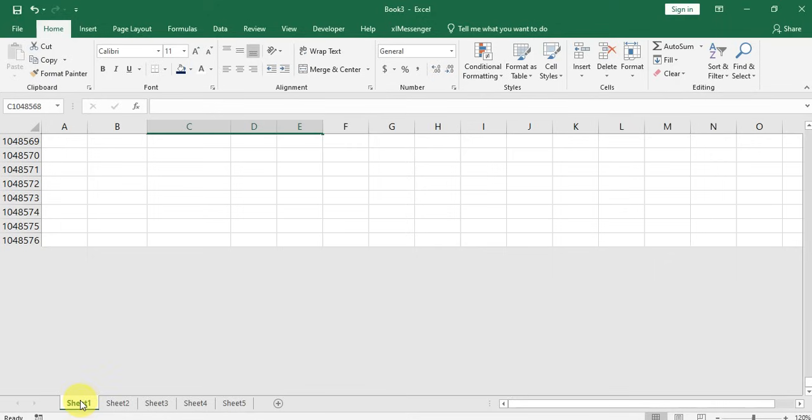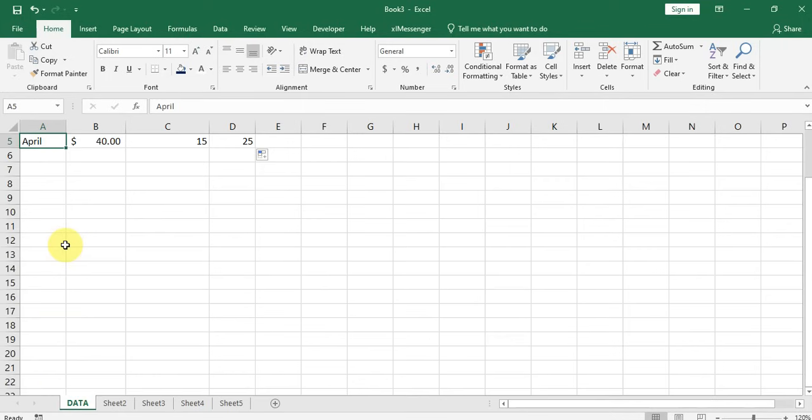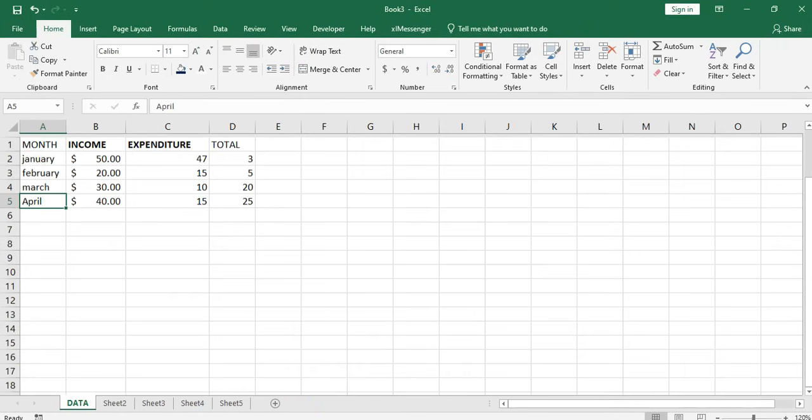Now if you want to save any sheet, just double click on the sheet like this, and then you type any name that you want to save it with. Let me save it as data, and then I press enter, and then it will be saved for me. Yes, so basically that's what a worksheet means.